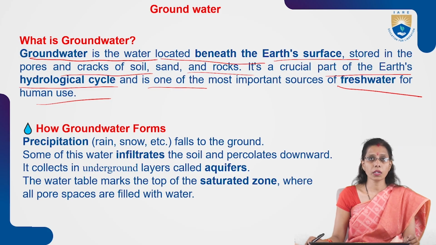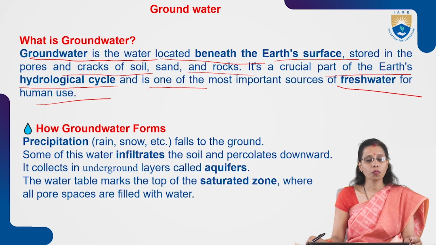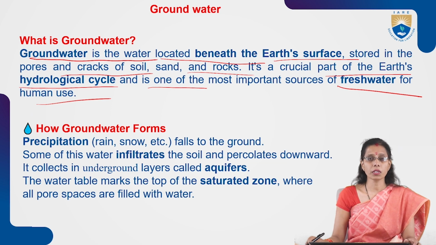The groundwater is located under the earth's surface, as I said, and it is stored in the pores and cracks of the soil, sands and rocks. It is a very crucial part of the earth's hydrological cycle. So the groundwater is also totally dependent on the hydrological cycle itself.